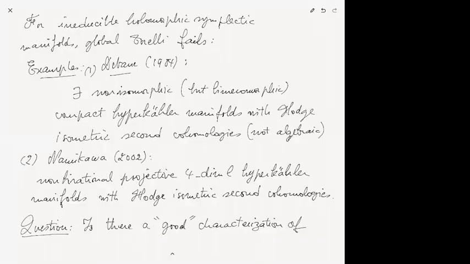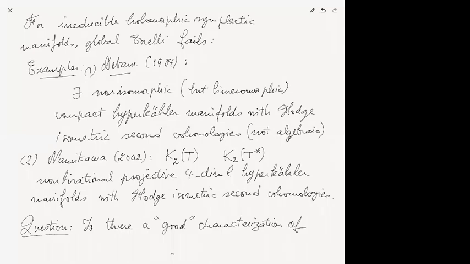The Namikawa example is just with Kummers. We introduced the generalized Kummers for complex tori of dimension two. What he produces here is that he takes a complex torus and then takes its second Kummer, which is a fourfold, and then he takes the second Kummer of the dual torus, and then he shows that they are Hodge isometric.